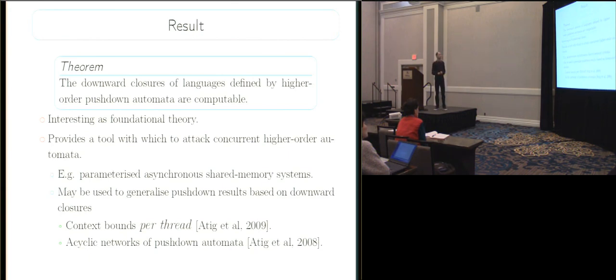But it also provides a tool with which to actually tackle the analysis of concurrent versions of these things. So there's the parameterized asynchronous shared memory work that I presented a few slides earlier. But there are also other results. A couple by Faouzi Atig that I mention here are context bounds per thread, or a cyclic network for pushdown automata. If you delve into the proofs of how these concurrent systems work for pushdown automata, you find that they're actually using the downward closure as a proof step. So now that we know that it works for higher-order pushdown automata, we have a way of generalizing these results for higher-order programs.